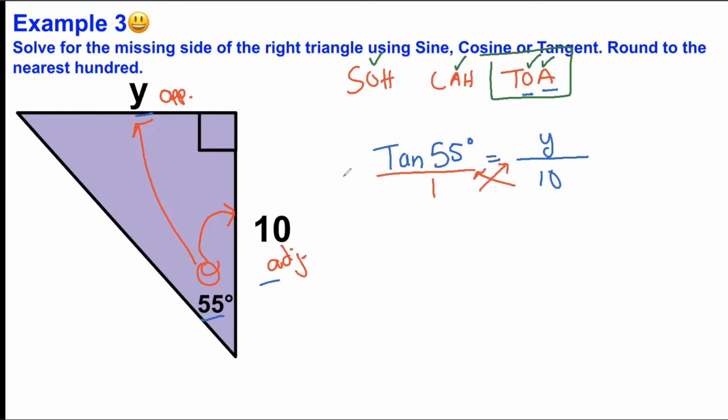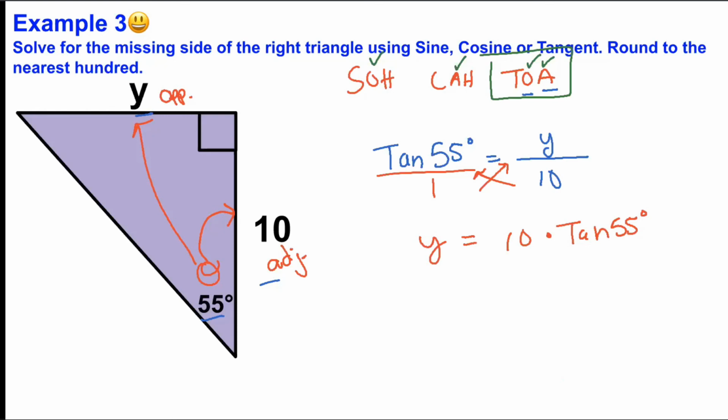All right, who can tell me what to write next? 10 times tan of 55. Yes, so it's 10 times tan of 55 equals y. So let's not forget our other side as well. So y equals 10 times tan of 55.